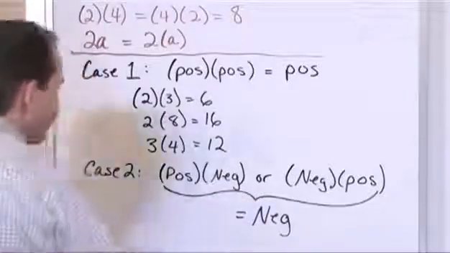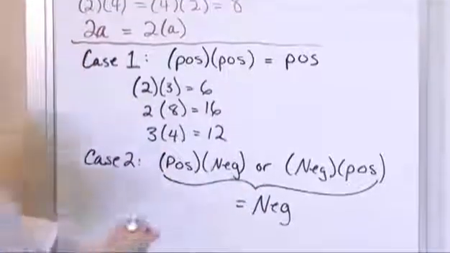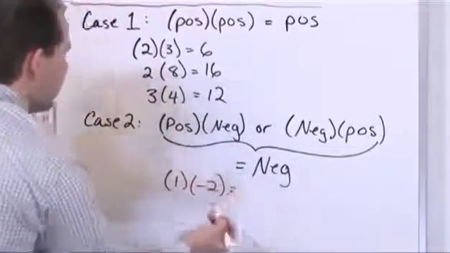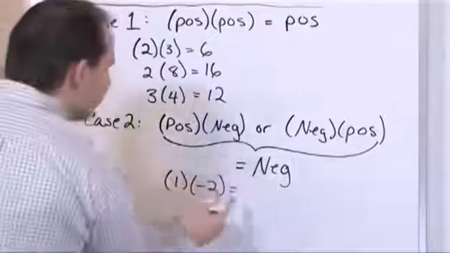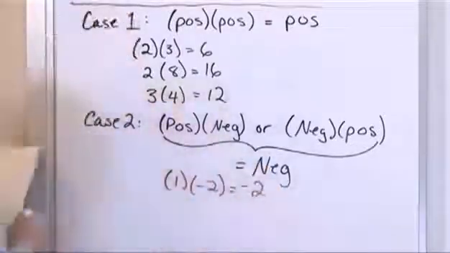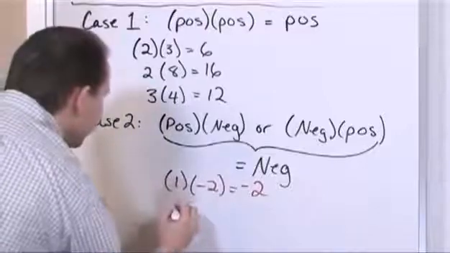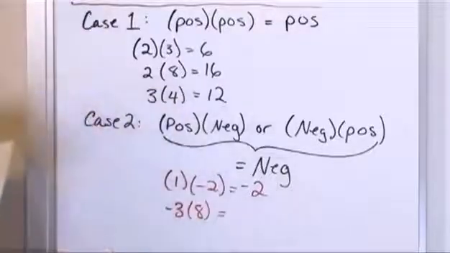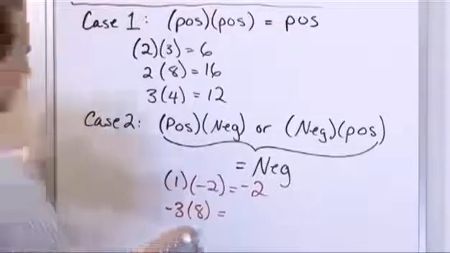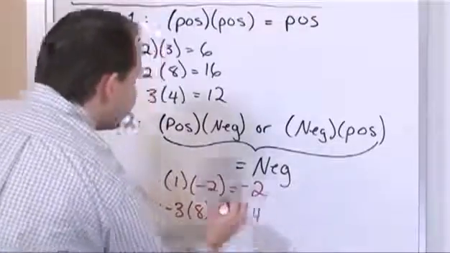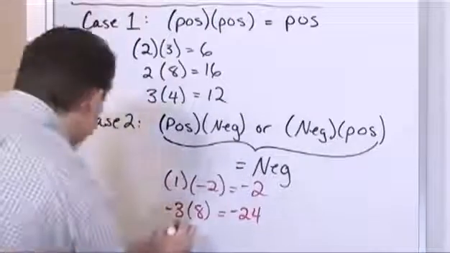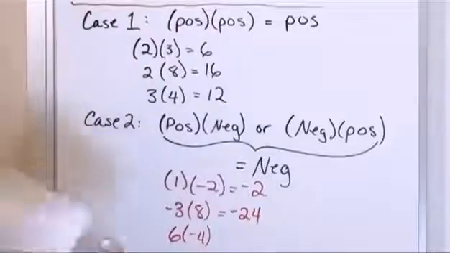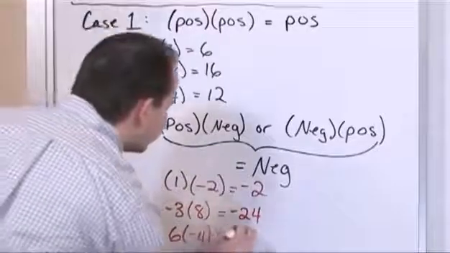So as an example, let's say you had 1 times negative 2. Well, 1 times 2 is 2, but since they're different signs, you just put negative 2. Negative 3 times 8. Well, 8 times 3 is 24, but since the signs are different, then you put negative 24. Here we have 6 times negative 4. 6 times 4 is also 24, but since the signs are different, we always put negative 24.